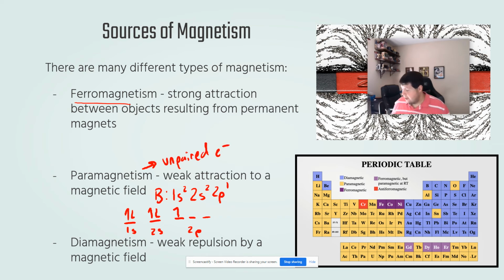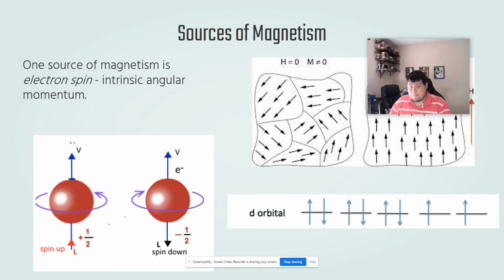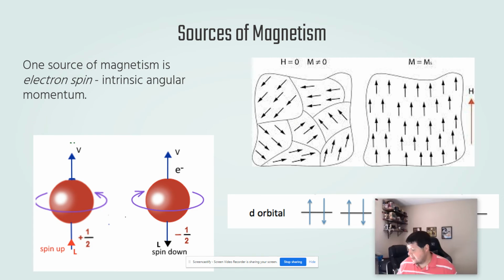electrons. Any element that has unpaired electrons is going to tend to be paramagnetic, whereas an element that has all paired electrons is going to be diamagnetic. Now, if you're looking at this periodic table, there are some more complicated things going on, but that's the general principle about where paramagnetism and diamagnetism comes from. So the source then of where magnetism is coming from is electron spin.